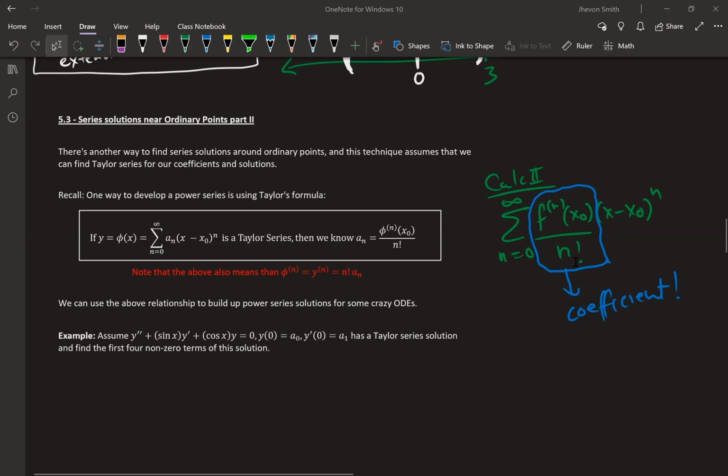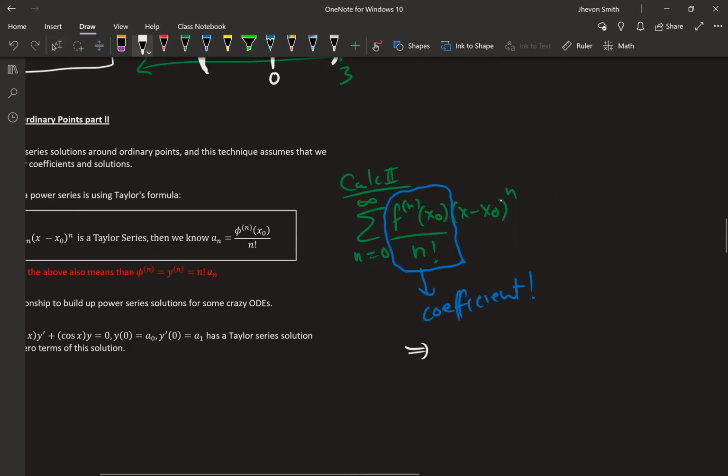You can think of this in and of itself as a recurrence relation, right? So you could actually say a_n equals f to the n at x naught over n factorial can work as our recurrence relation.